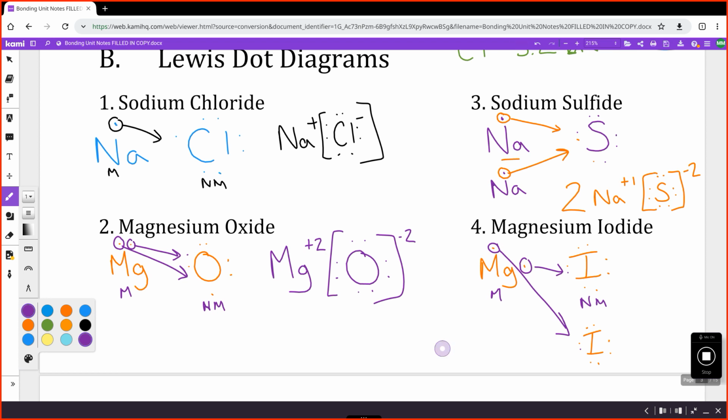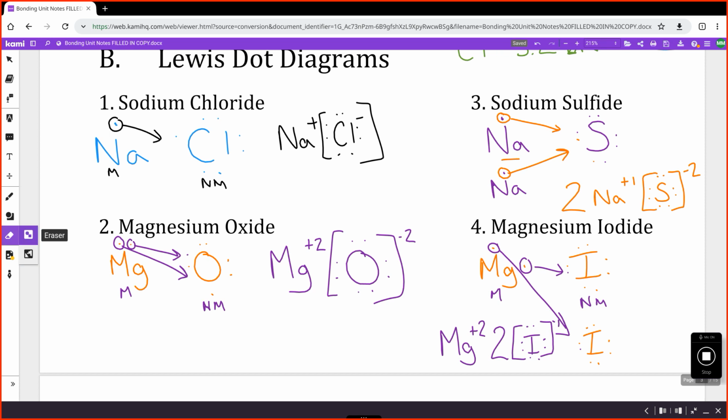So what happened here? 1 magnesium lost 2 electrons. It became a +2. 2 iodines each gained 1 electron to complete its shell, and in the process became a -1 charge. And that's how ionic bonds and their Lewis dot diagrams work.